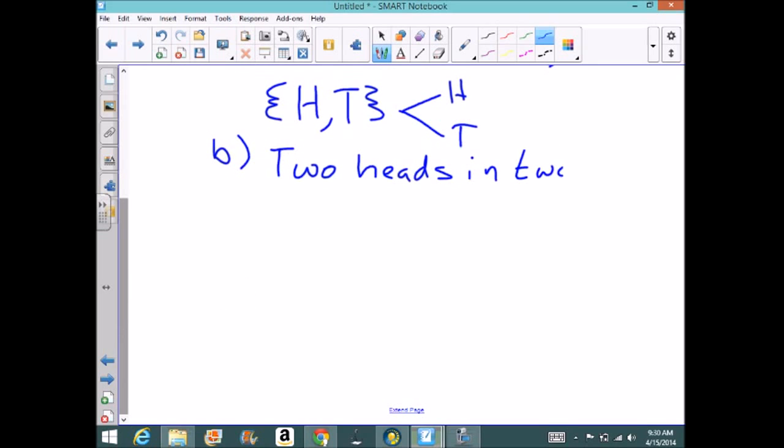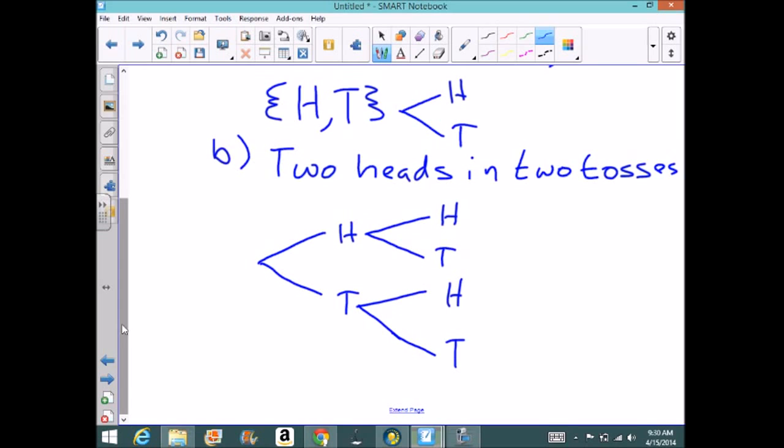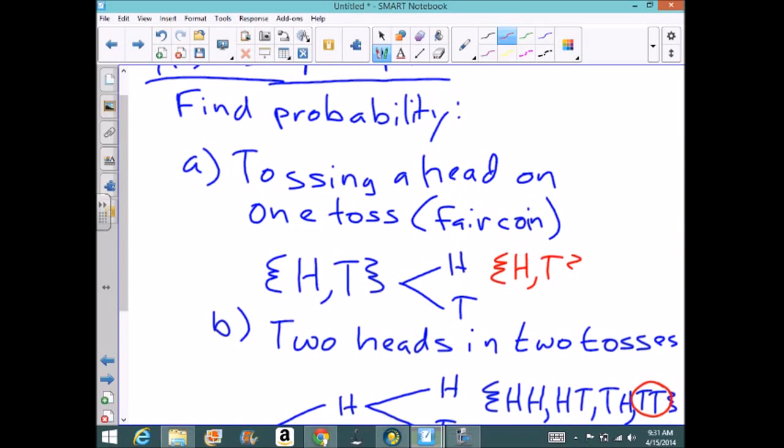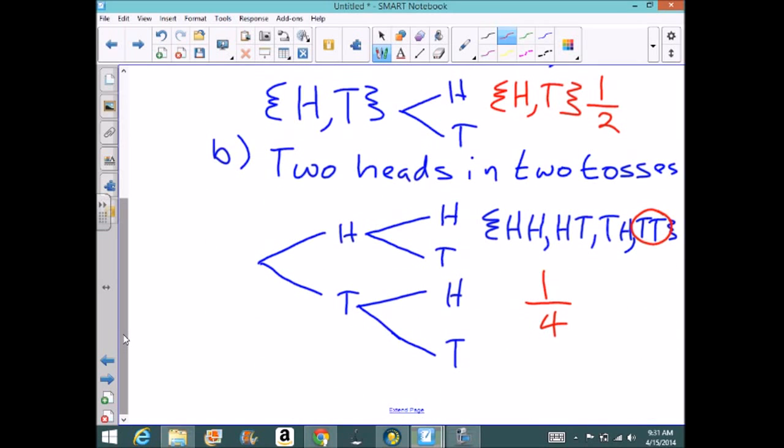Now, the next thing I want to do is consider two heads in two tosses of a fair coin. So on the first toss, I get heads or tails. On the second, I get heads or tails. So my sample space would be heads, heads, heads, tails, tails, heads, and tails, tails. And so the probability of getting tails, tails is 1 out of 4. If we look at our first example, it will be 1 out of 2.